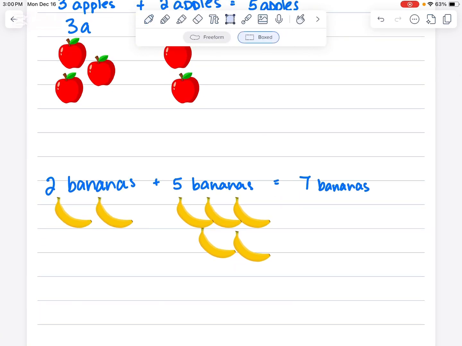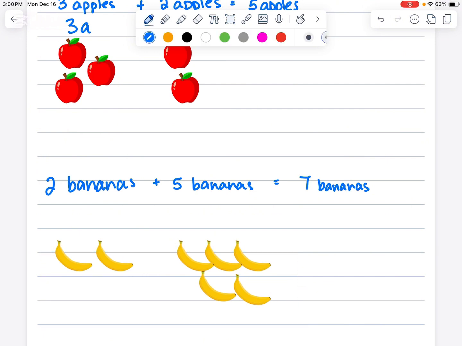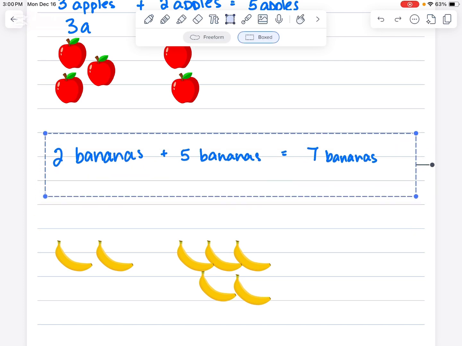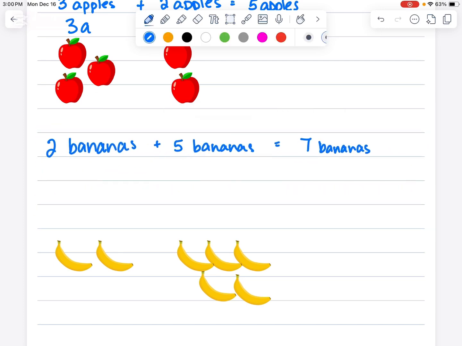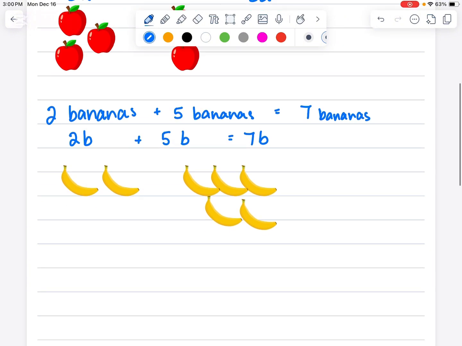Similarly, for the banana example over here, I'm going to move these bananas down. And what I have is, let's say I use the letter B to represent the number of bananas. I have 2B, or rather, let B represent bananas. So 2B plus 5B, so I have 7 Bs. So again, that's all simplifying expressions is. Except eventually, we're going to start using x's. So for example, I might do 2x plus 5x. Well, now I have 7 x's, but I'll get to that in a second.